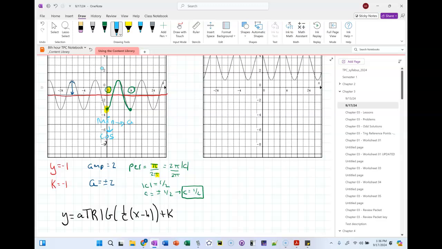How do I know what A is? Is A positive or negative? The fact it's a minimum should tell me. It is negative. Minimum means negative for A.